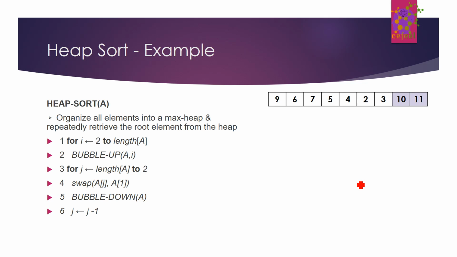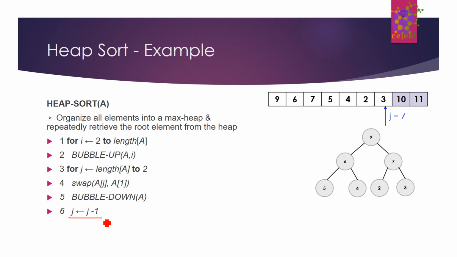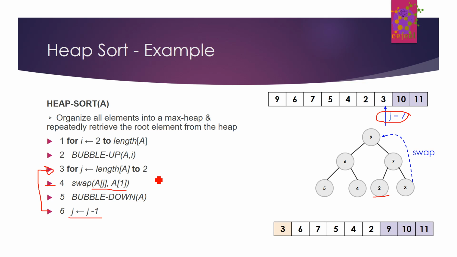And what will happen is, once the bubble down process is done, we will do a j decrement, which means j will now point to 7, and our tree will look like this. So 7 will go up, 2 will be 7's left child. Now then we will go to step 3 again, and in step 3 j has to be decremented. J got decremented to 7. Then we will go to step 4, where we have to swap aj with a1, which means this 3 will now be swapped with 9, and because 9 is the maximum element, 9 will now go to the end.